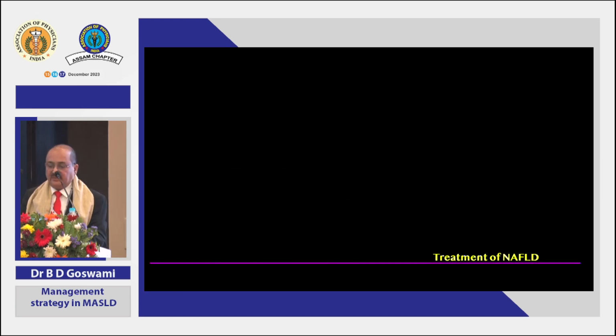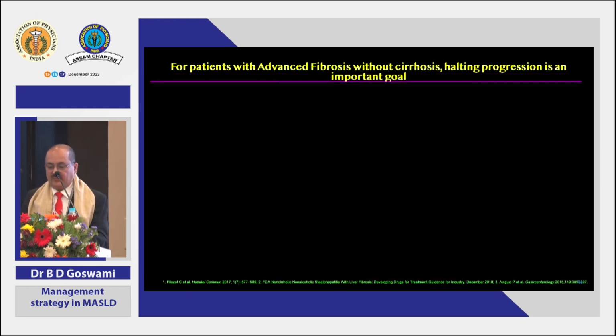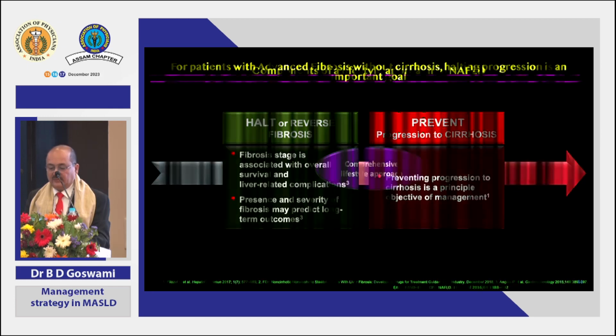Now coming to the treatment, what is our plan and what should we do? The goal of the therapy is to prevent liver injury. We have to take care of the comorbid conditions and also prevent fibrosis, because before fibrosis, it is still reversible. After fibrosis, it is irreversible. That's why we should stop there itself. So at any cost, stop liver fibrosis, stop the progression of the disease from that particular point so that we don't have to face the problem.